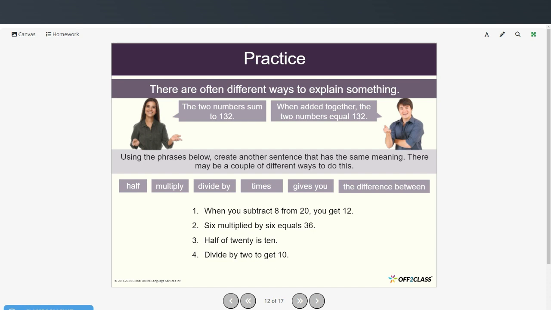Half of 20 is 10. If you divide 20 by 2, you get 10. Or if you take half of 20, you get 10. And divide by 2 to get 10, you could halve.